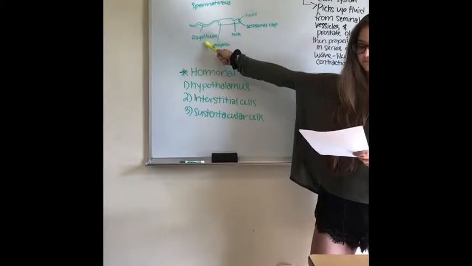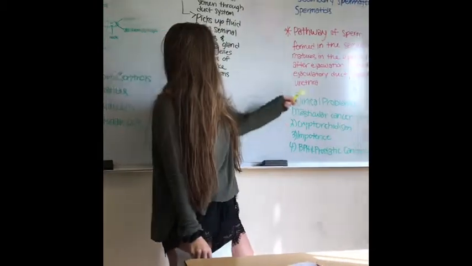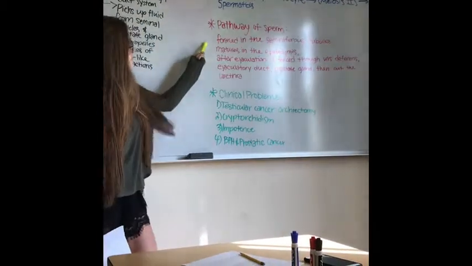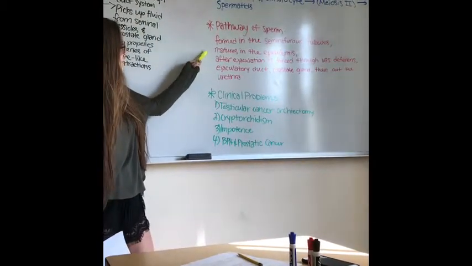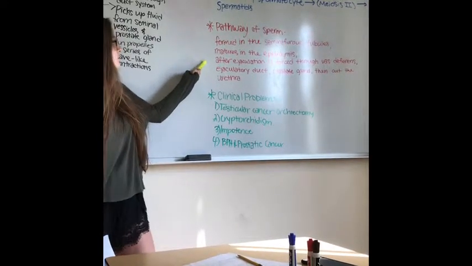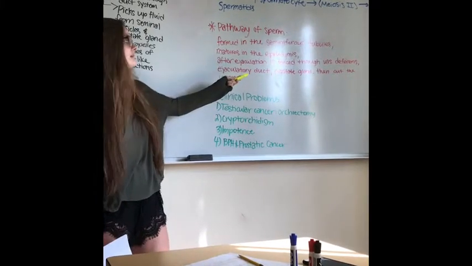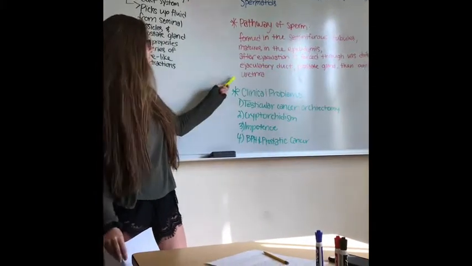The path of sperm through the body is formed in the seminiferous tubules, then it matures in the epididymis, and then after ejaculation, it is forced through the vas deferens, ejaculatory duct, prostate gland, and then out through the urethra.